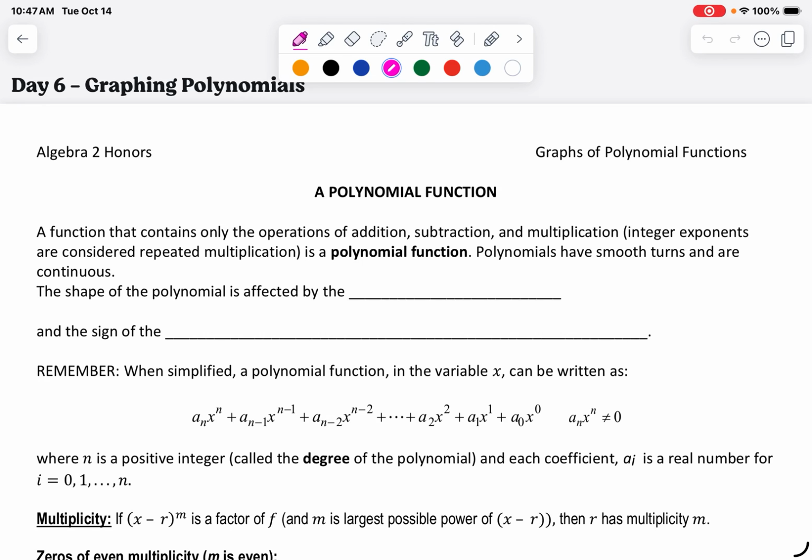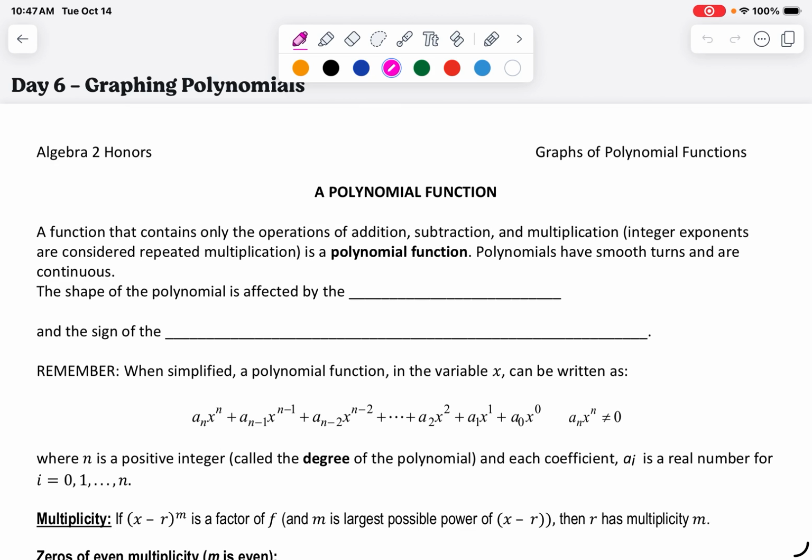All right, so this is our video on graphing a polynomial function. As a reminder, a function that contains only operations of addition, subtraction, and multiplication, that's no division, integer exponents are considered repeated multiplication, is a polynomial function. So polynomials have smooth turns and are continuous.